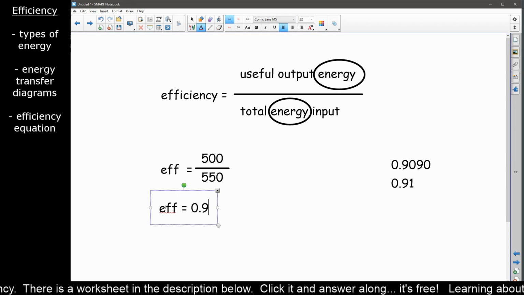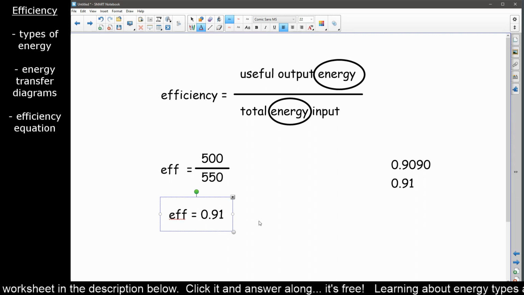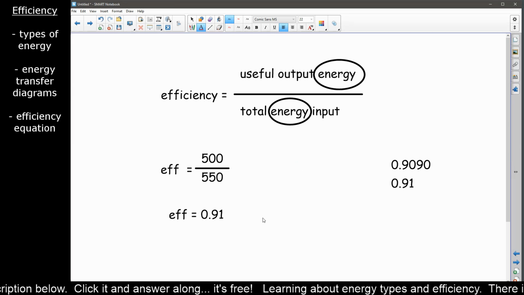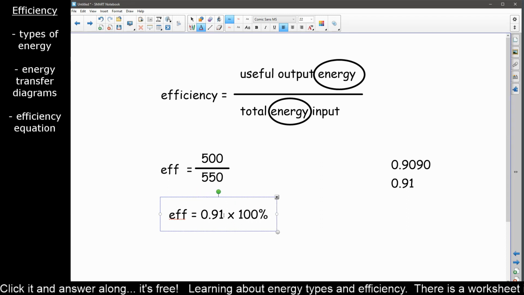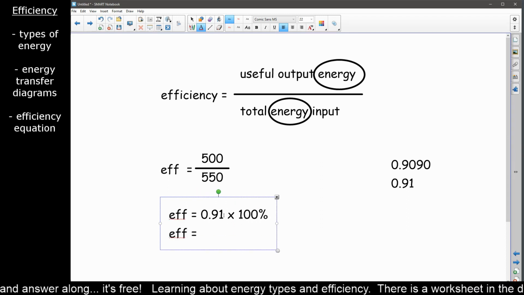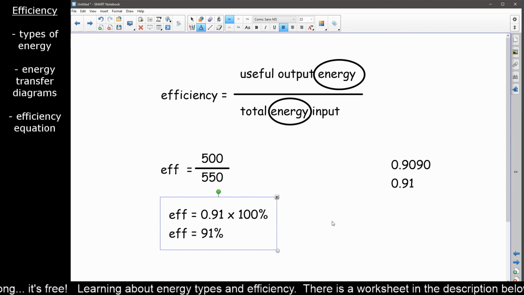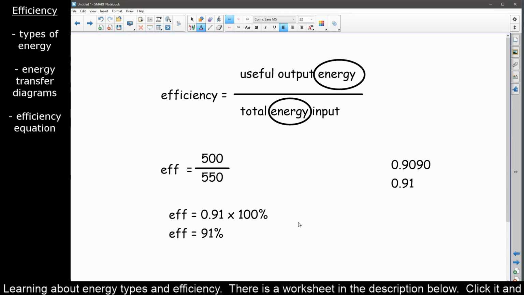Right, 0.91 doesn't look like a good number, but this is a decimal number. Let's convert that to a percentage. All we have to do to convert something to a percentage is multiply it by 100%. So that's times 100%. And that gives me an efficiency equal to 91%. 91% in anybody's book's good. It's an A star in your GCSE exam. We'll take that.